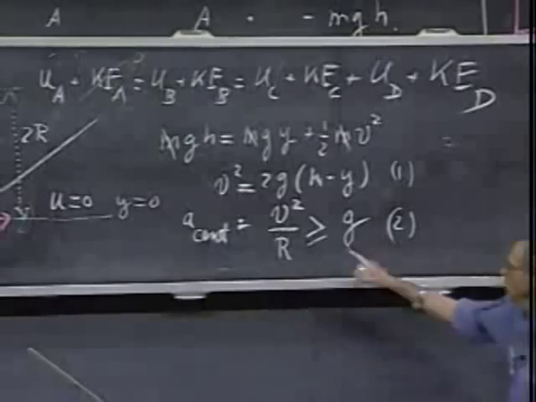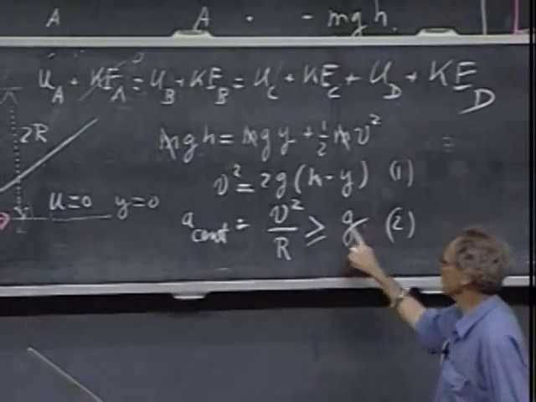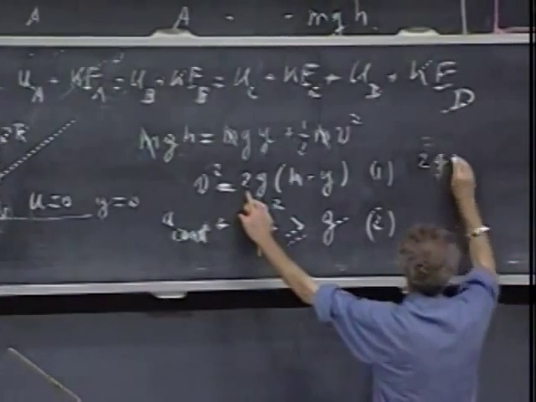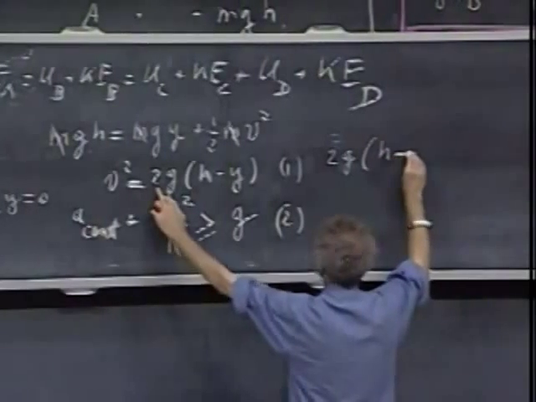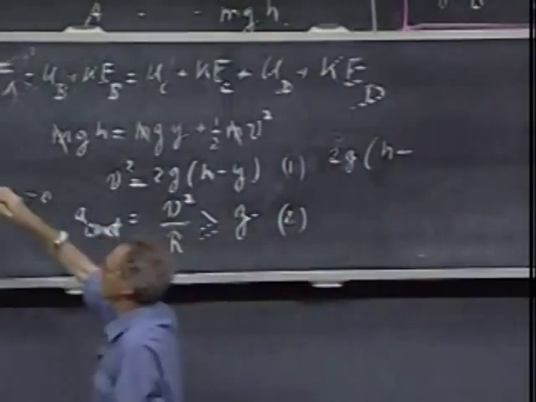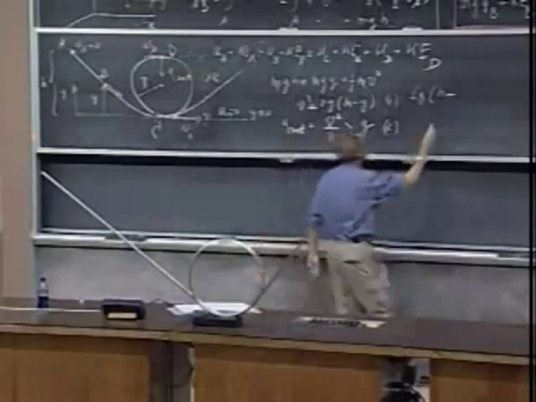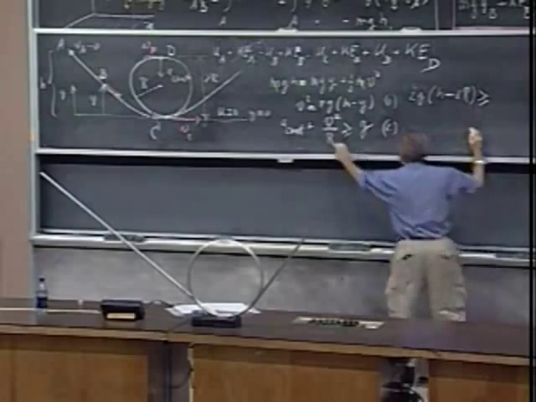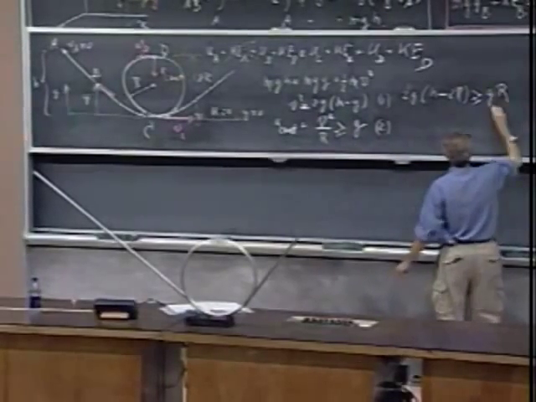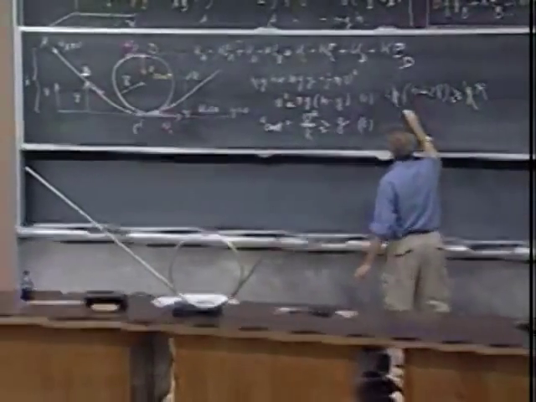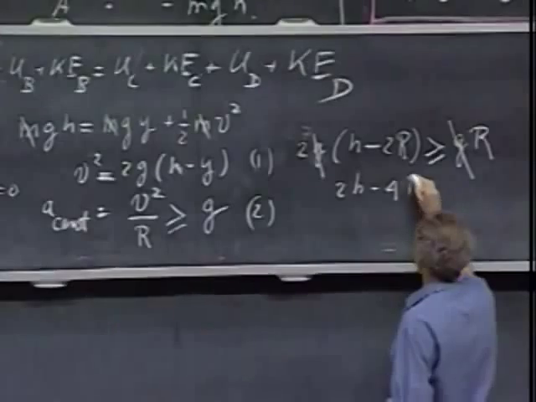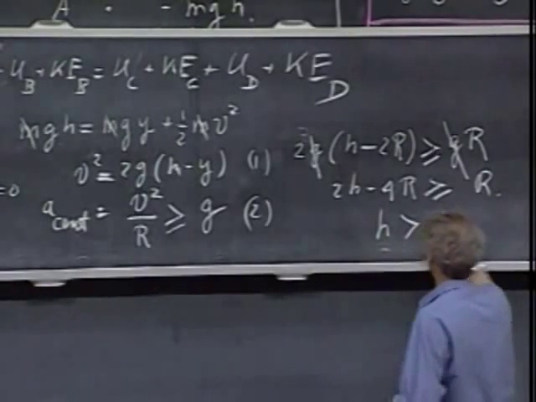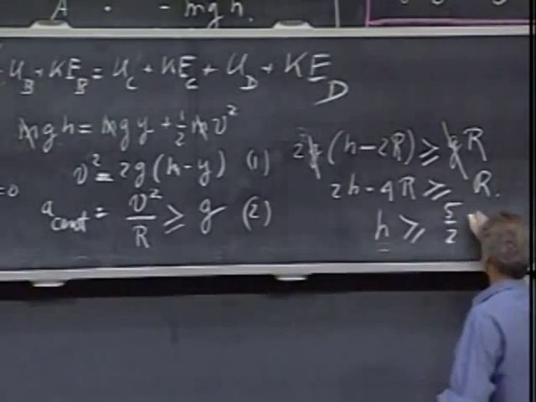So look very carefully. v squared must be larger or equal to gr. So I have here v squared, which is 2g times (h minus y). But y for that point D is 2r. So I put in a 2r. This must be larger or equal to gr. I lose my g. So 2h minus 4r must be larger or equal to r. So h must be larger or equal to 2.5r.